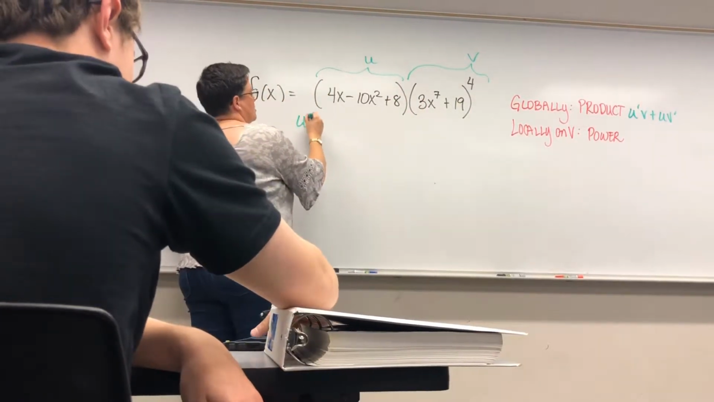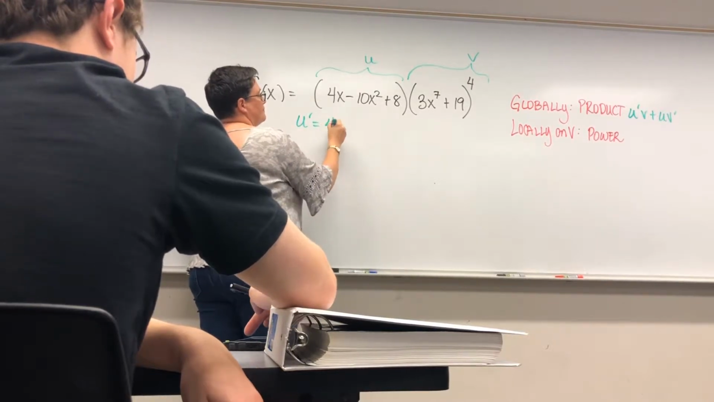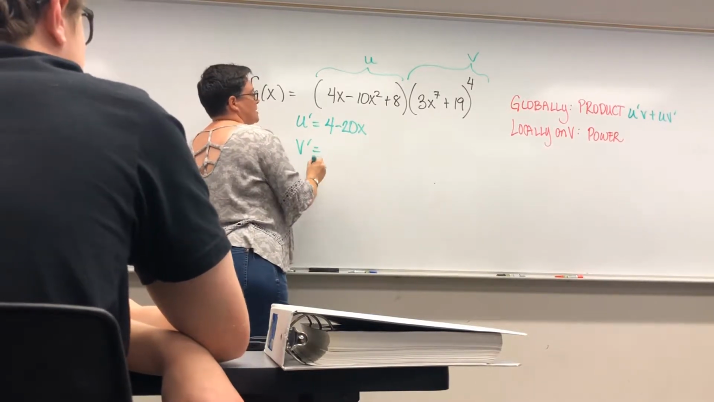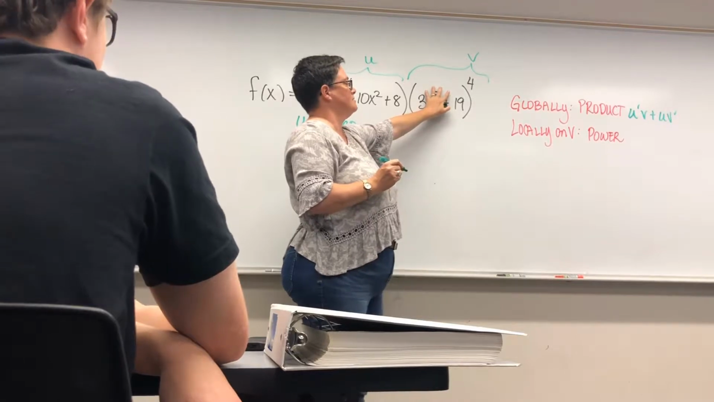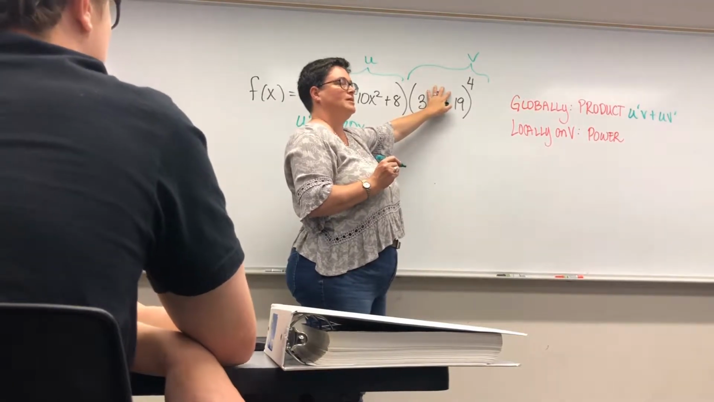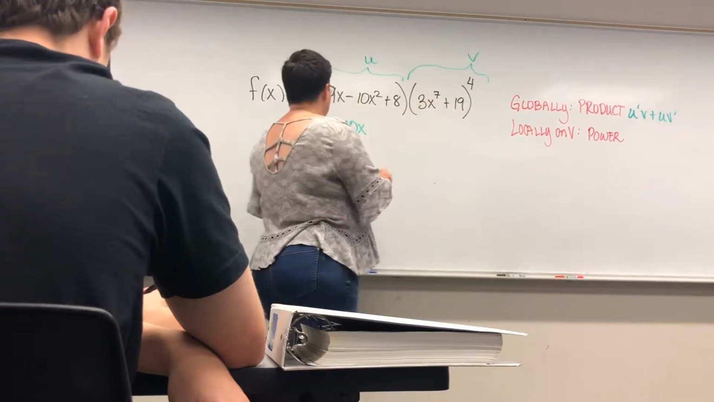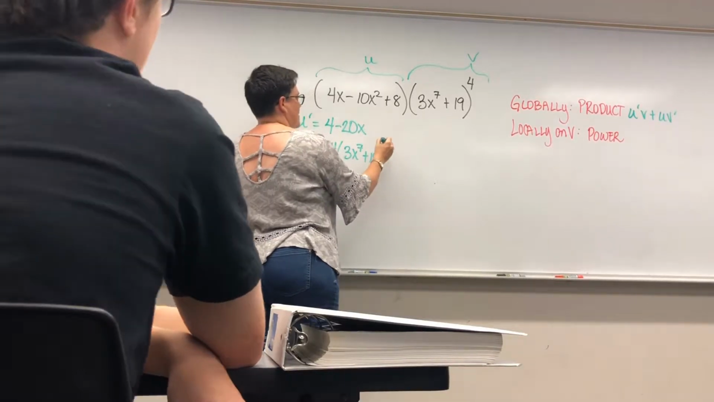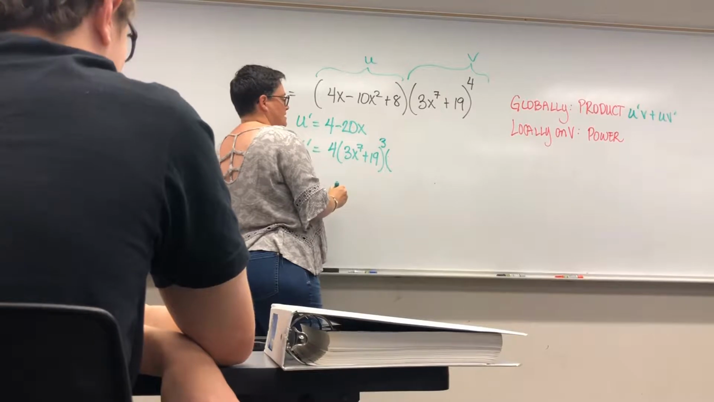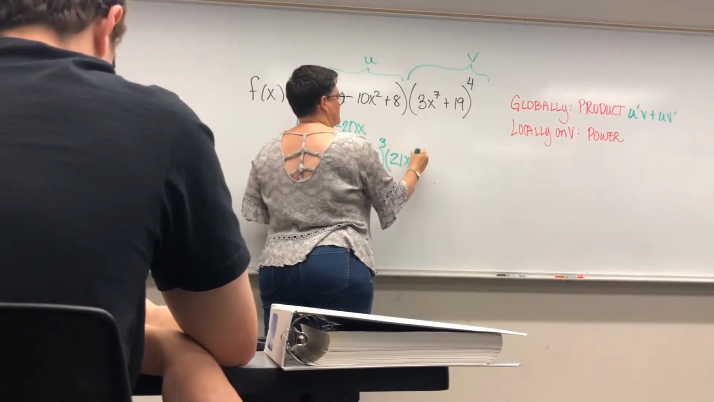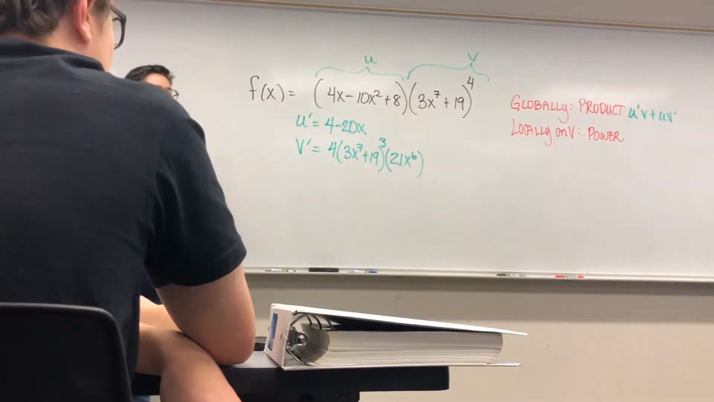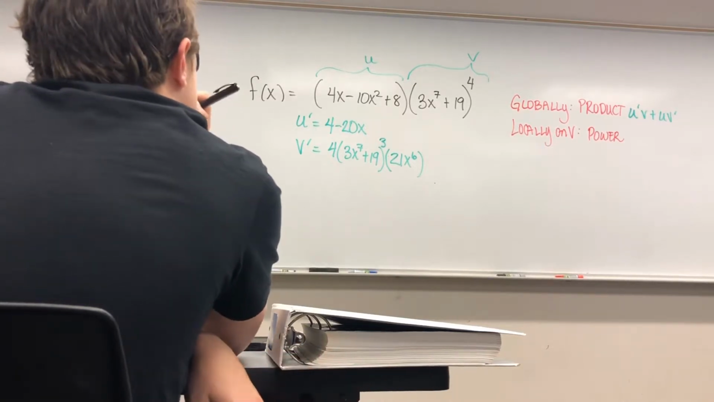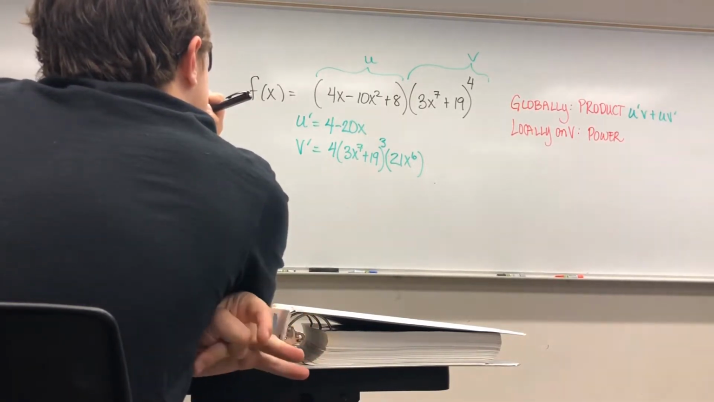Well, if that's the case, what's u prime? 4 minus 20x. And what's v prime going to be? Start with the outside function. Resist the urge to touch the junk until you've peeled off a layer. 4 junk, right? To the what power? 3. Now, what's the derivative of the inside? 21x to the 6th. Nice. So what we're doing is peeling this into bite-sized chunks so that we don't lose our minds on these functions. Now we plug it all in.